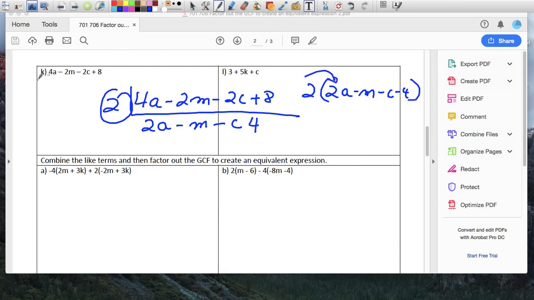Check. 2 times 2 is 4. 2 times M is 2M. 2 times C is 2C. And 2 times 4 is 8. Okay.